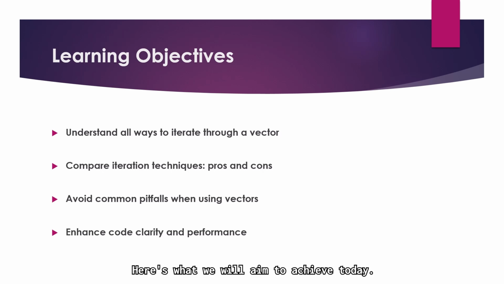Here's what we will aim to achieve today. First, we want to understand all the common methods used to iterate through a vector, from the traditional index-based loop to the more modern and safer range-based loop. Next, we will compare each approach, pointing out where it shines and where it might introduce bugs or inefficiencies. We will also dive into common pitfalls, those subtle mistakes that can lead to hard to find bugs such as iterator invalidation or accidental copies. Finally, we will wrap up with best practices that we can apply immediately in our own C++ projects to improve performance and readability.